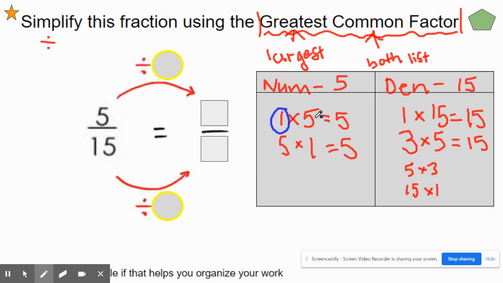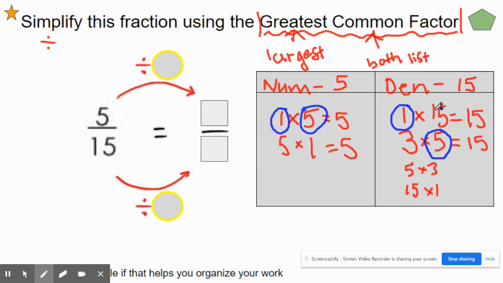Do I see 5? Yes, there's 5. Okay. And then, technically we could go down here and do I see 5? Yes, right there. Do I see 1? Yes, right there. But it's a repeat.